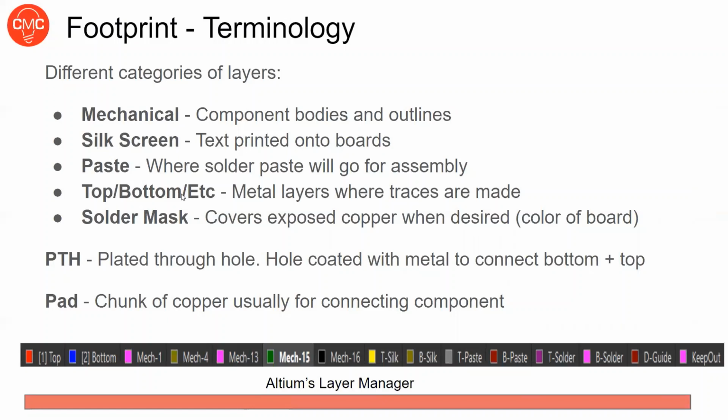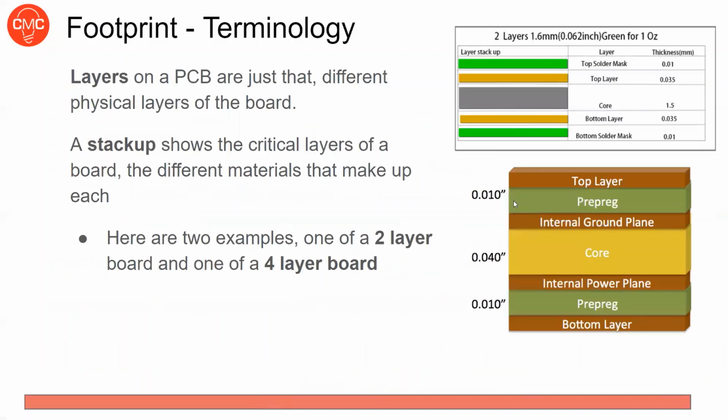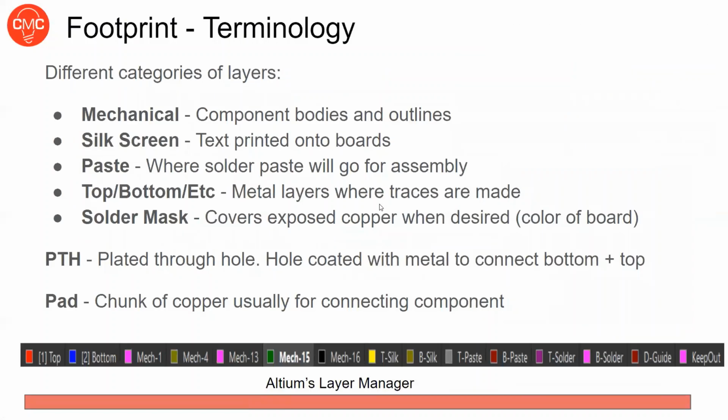Top, bottom layer, or like I mentioned in the previous slide, internal ground plane, power plane. Those are metal layers where traces are made. So that's where you connect things, where you draw wires, on those metal layers. The solder mask will cover all the exposed copper where you want it to be. So if you have a green board, that green stuff is the solder mask. It's covering the board and protecting any exposed copper from shorting or anything like that.